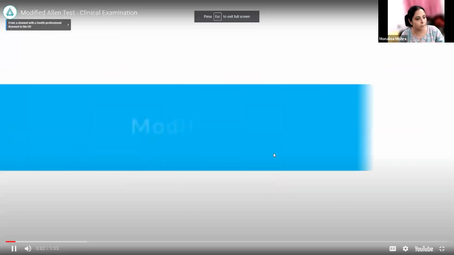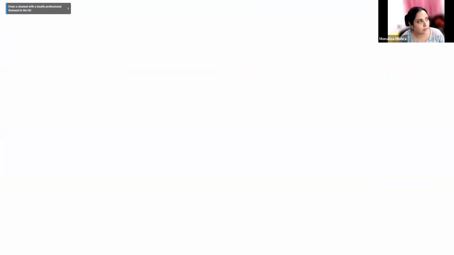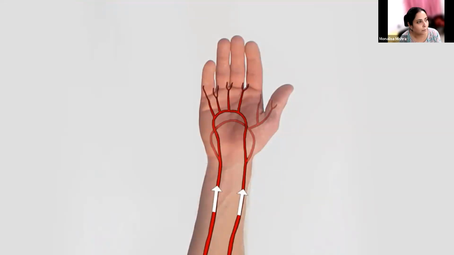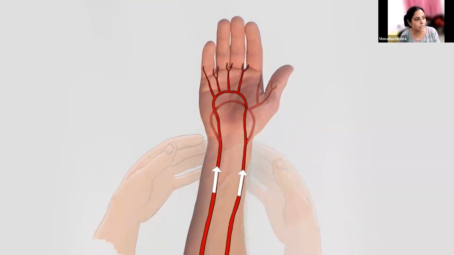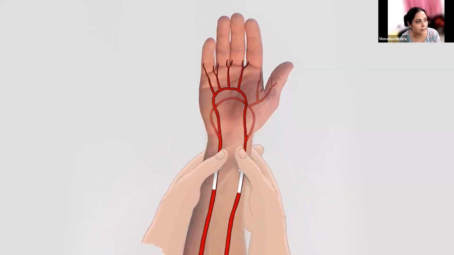We just went through it, but quickly in a minute, let's see what the modified Allen's test is, so that you're sure you're not missing this step. There are two arteries that supply the dorsum of your hand, the radial artery and the ulnar artery. You have to make sure that both the radial artery and the ulnar artery are patent before you take an ABG sample. For that, you have to occlude both the radial artery and the ulnar artery simultaneously.